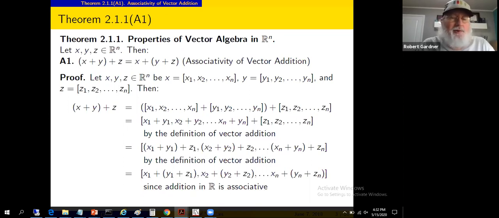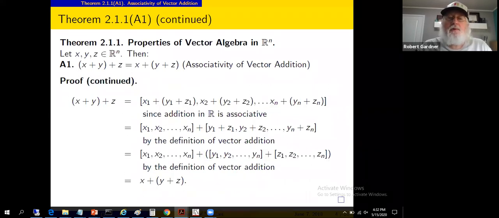It's a common mathematical technique to take a question in one setting, vectors, turn it into a question in a different setting, the components of those vectors, that is, real numbers. Use your knowledge there and then translate it back into the original setting, back into vectors. Okay, so we got the parentheses moved. Now we just need to unwind that and turn it into vectors.